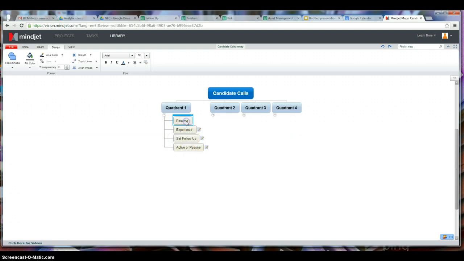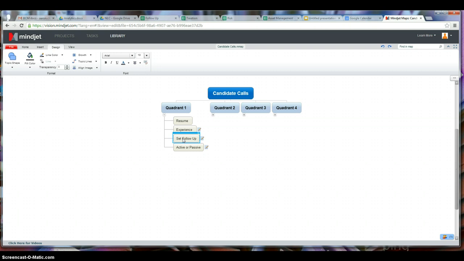So resume. Obviously, if we can ask for a resume and get that before we have the conversation, that's the best case scenario. More on how to do that in other conversations. Experience: just going in and getting their general experience, their strengths, and their areas of expertise. That's going to be a pretty general thing to get in conversation with those guys.